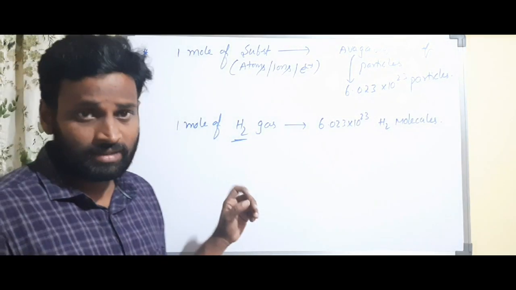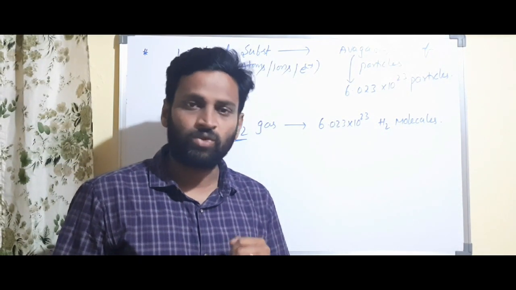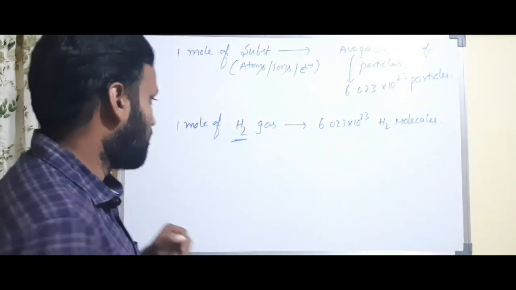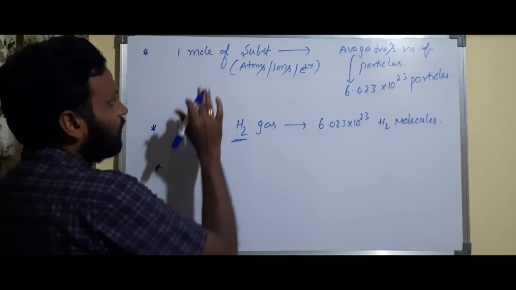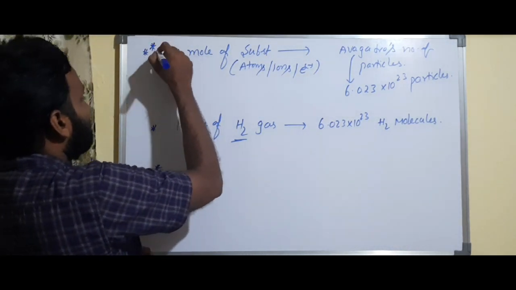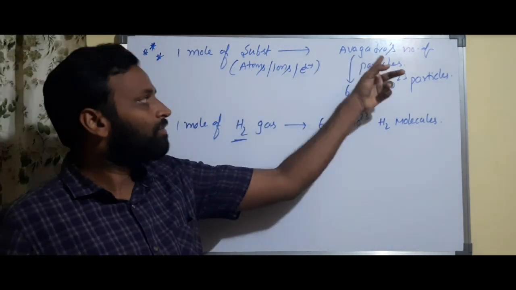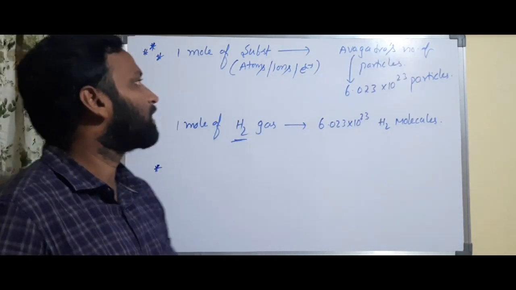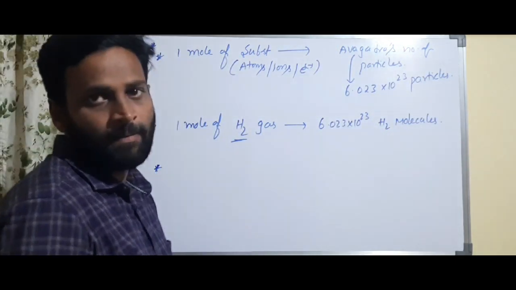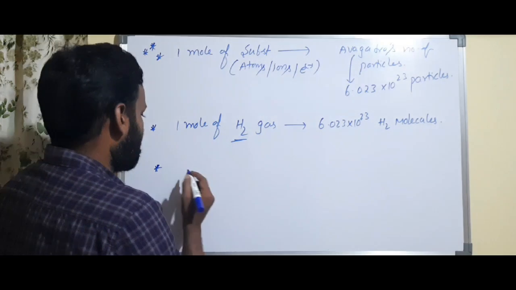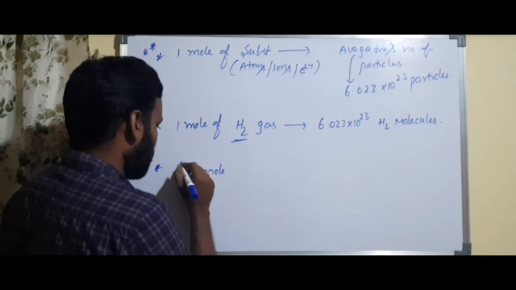That's why we are discussing this. This is a very, very important topic for us. Today's concept is very, very important for us. So 1 mole of substance will have Avogadro number of particles. 1 mole of atoms, Avogadro number of atoms. Got it?